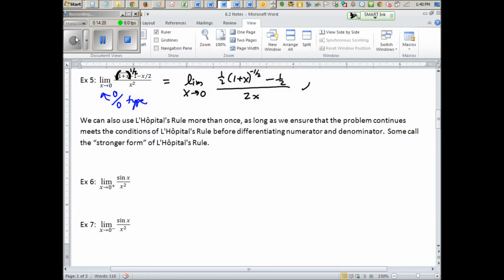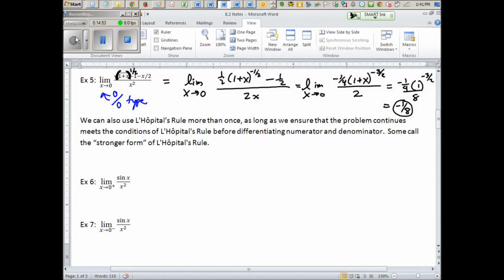So you take the derivative again, and you get limit x goes to 0, negative 1/4, 1 plus x to the minus 3/2, all over 2. Notice the half is gone on the numerator there. And now you can finally plug in 0. And you get negative 1/4 times 1 to the negative 3/2 all over 2, aka negative 1/8. It's beautiful. What a great trick.